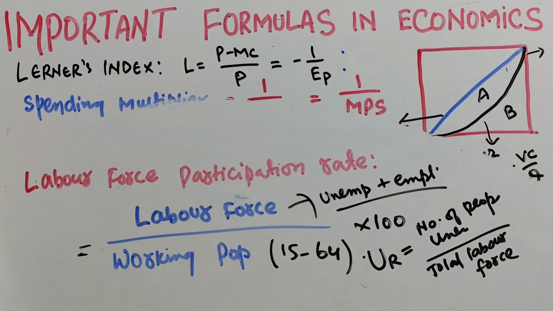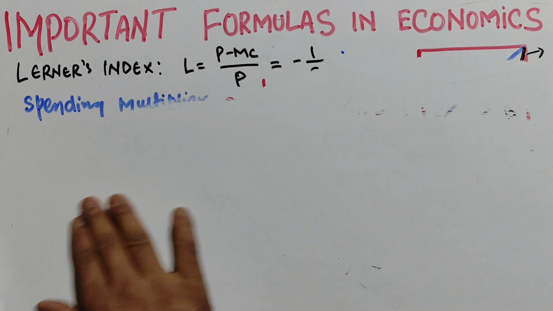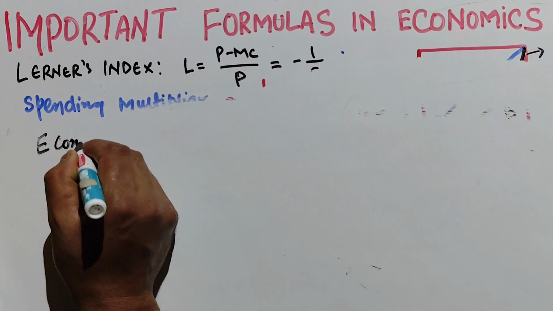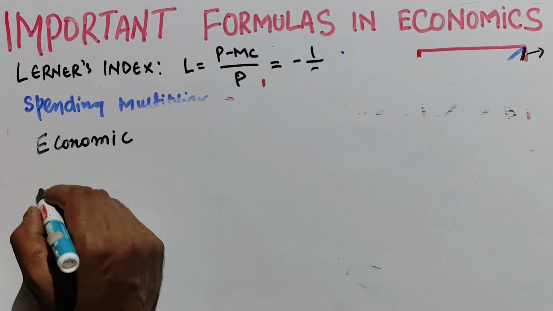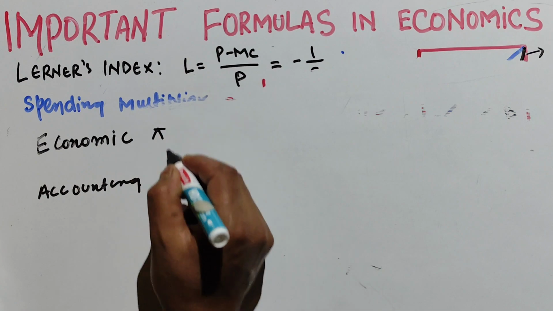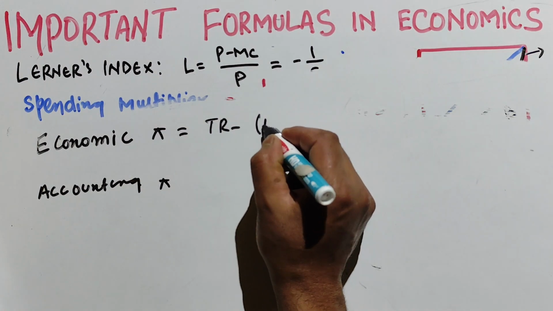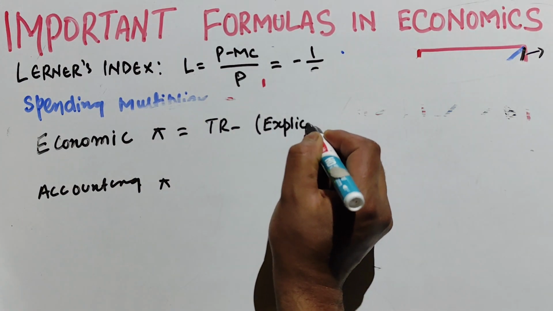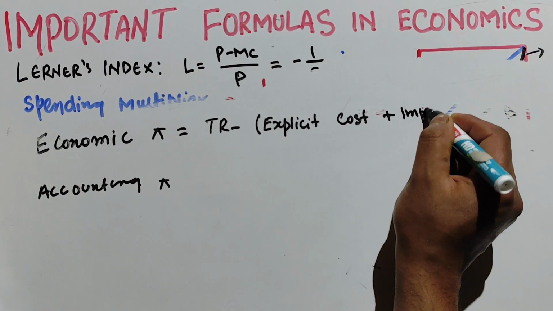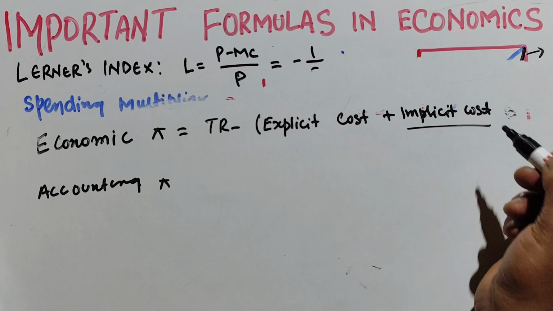And let us find some other things. Let us say we have another formula. What is the difference between economic and accounting profit? Economic profit is equal to total revenue minus explicit cost plus implicit cost. Implicit cost is usually the opportunity cost.